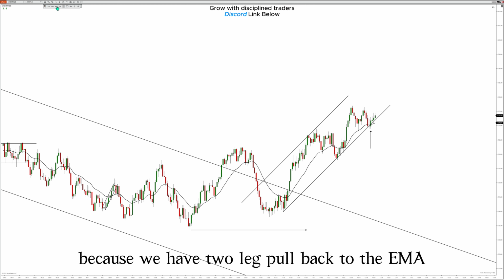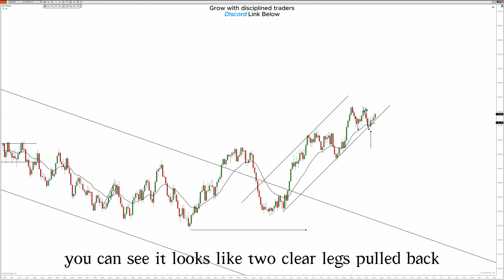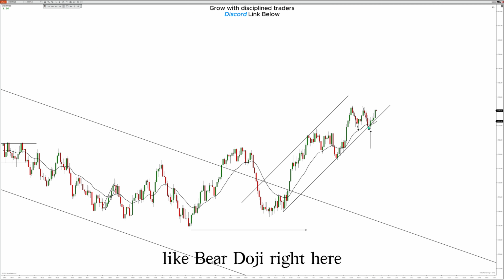It does look good because we have 2-leg pullback to the EMA. You can see this here. You can see it looks like 2 clear legs pulled back. The second entry, or the higher low, triggered above this like bear doji right here, but you got this double bar. You can consider entering that.